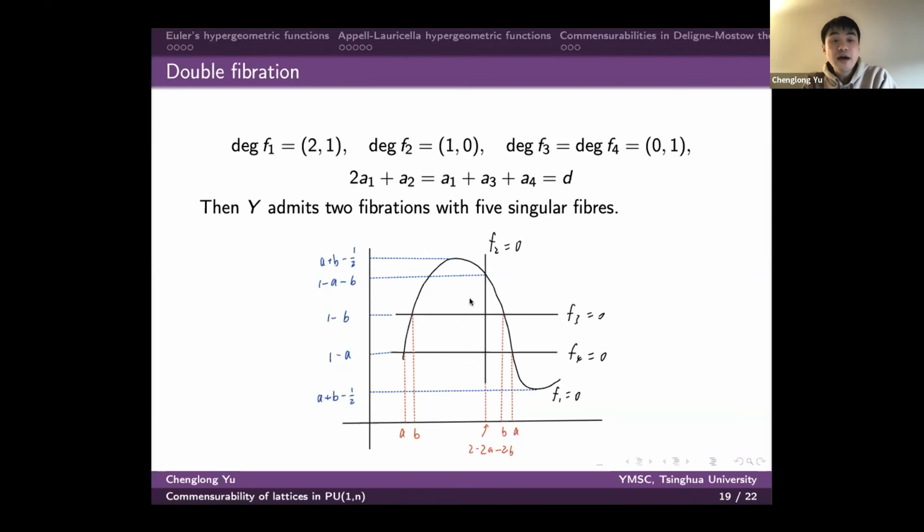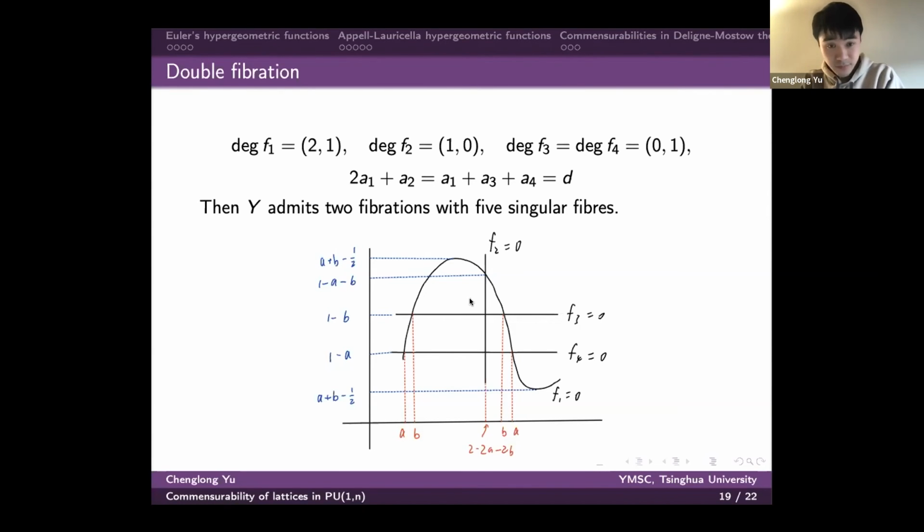And what are the singular fibers, or the singular values, for the projection? They correspond to the intersection relations for these 4 curves. You can see that F1 has 2 intersections with F3 and F4, and also 1 intersection with F2. So when you project down to the first P1, you will have 5 singular fibers. And in the other direction, you also have 5 singular fibers.